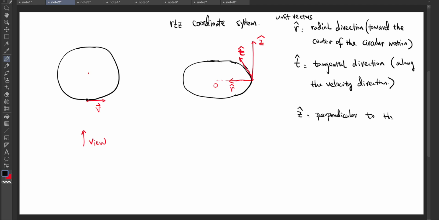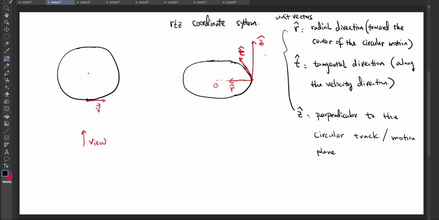Perpendicular to the circular track, on the circular motion's 2D plane, to the motion plane. It's perpendicular to the motion plane. Okay, so these are the three unit vector definitions.